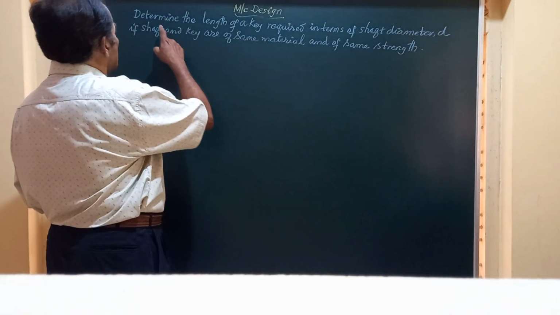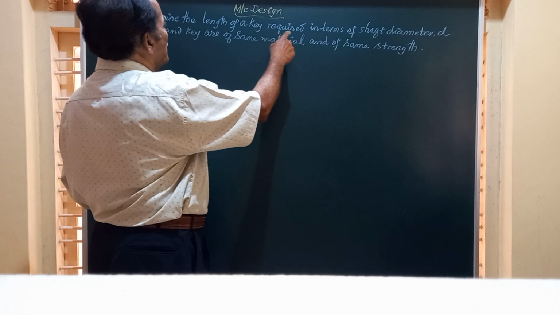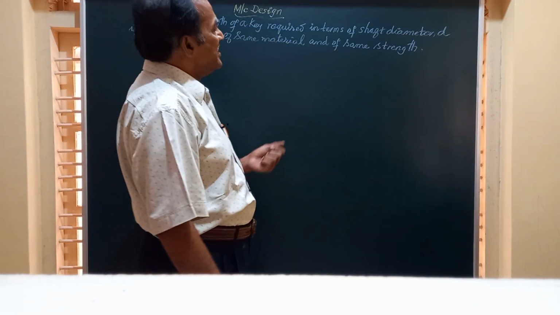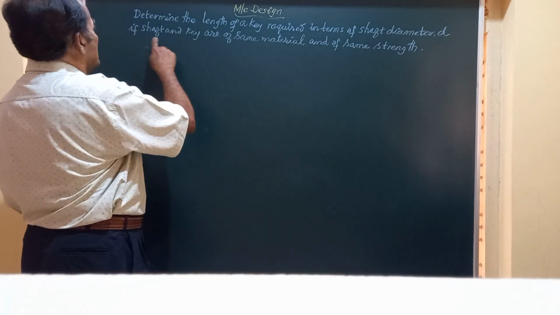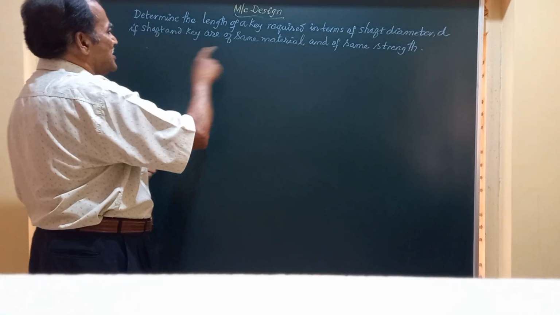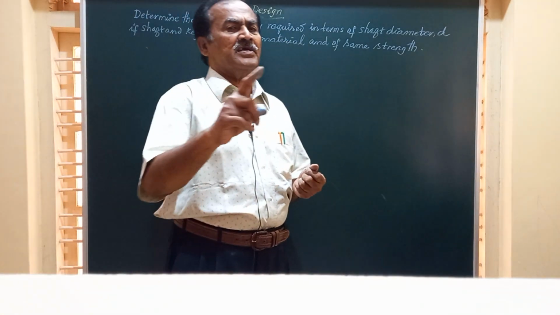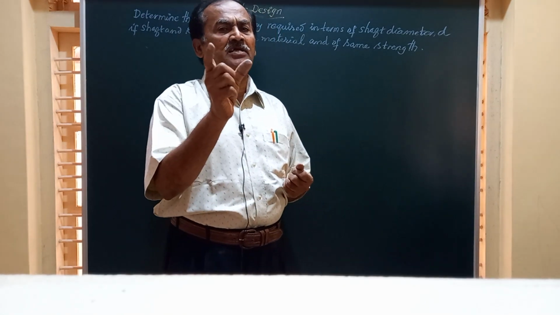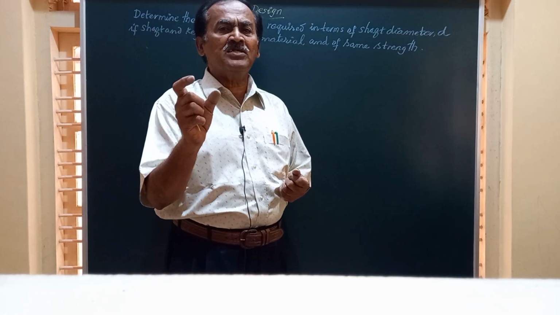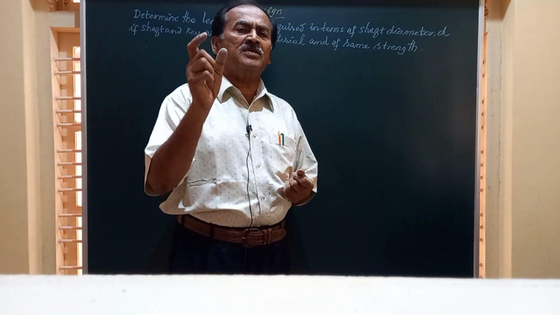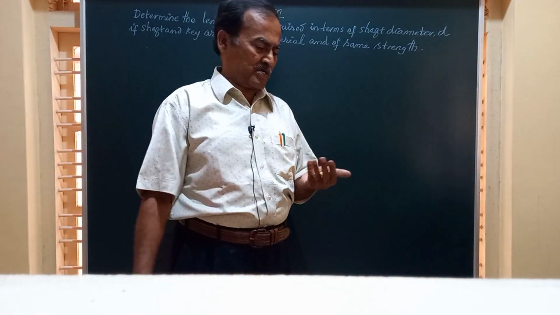It runs like this. Determine the length of a key required in terms of shaft diameter d if shaft and key are made of same material and of same strength. Same material means they will have the same stress. Same strength means they will be able to transmit the same amount of torque.